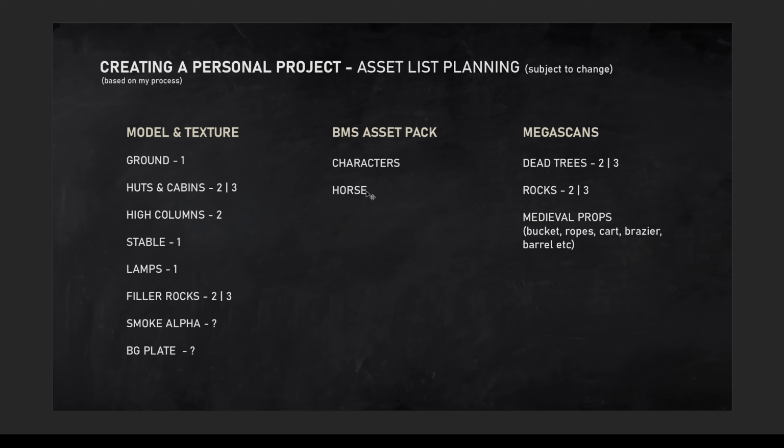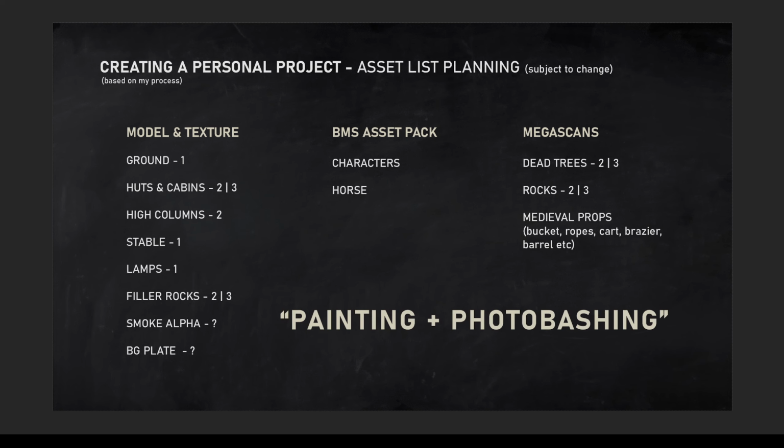Then for the characters and horses, I have already bought the big, medium, small medieval asset pack, so that's covered. And the other things like dead trees and rocks and other medieval props like buckets, ropes, and all that I have in the last few shots will be done from Megascans. And the rest of the details that are gonna come later on is all painting and photo bashing that I'm gonna do in Photoshop. So with that covered, it's a good time to jump into modeling.